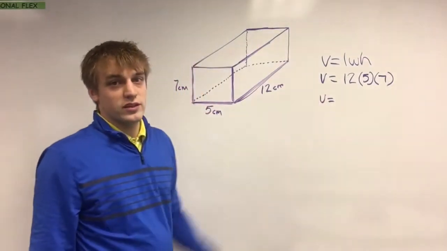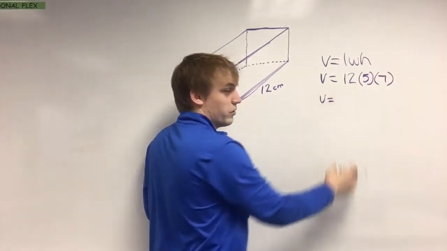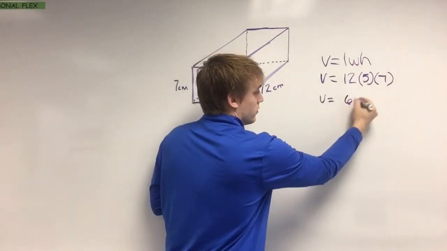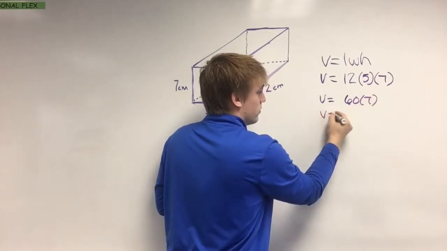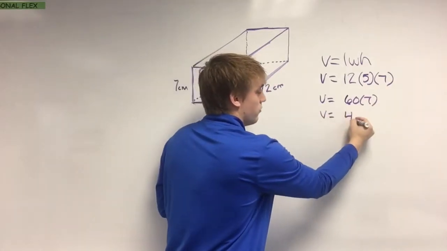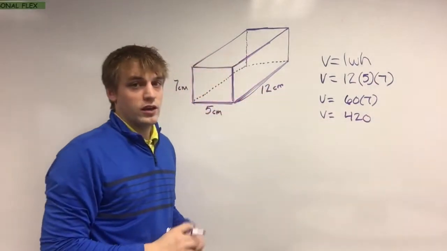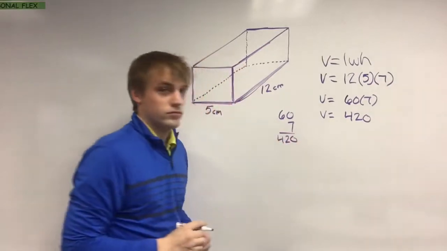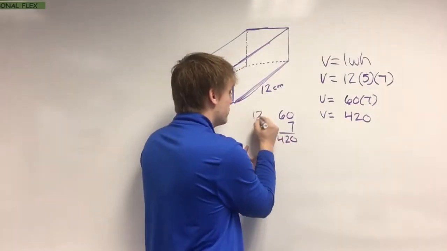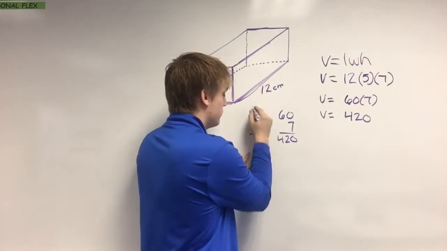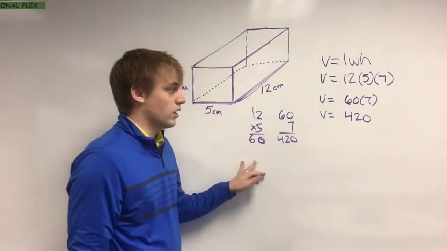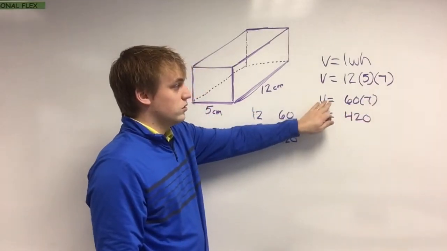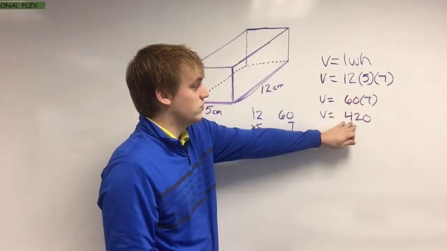Then you need to multiply this. So this might require you to do some work on the side. 12 times 5, I know, is 60. 60 times 7 is 420. If you didn't know what 60 times 7 was, you can do that on the side. If you didn't know what 12 times 5 was, you can do that on the side. But volume equals 12 times 5 times 7, which, 12 times 5 was 60, and 60 times 7 is 420.